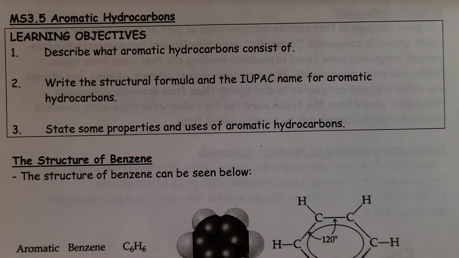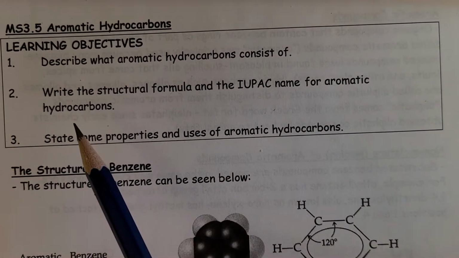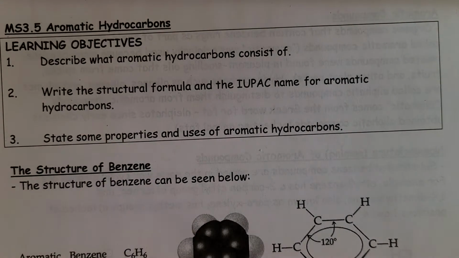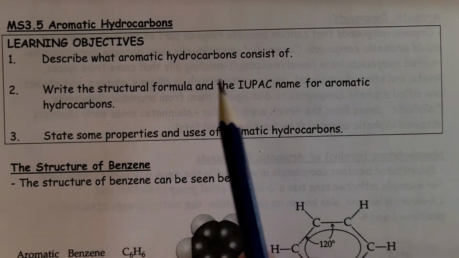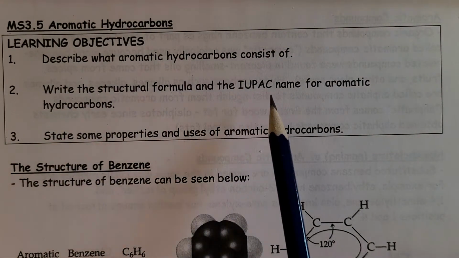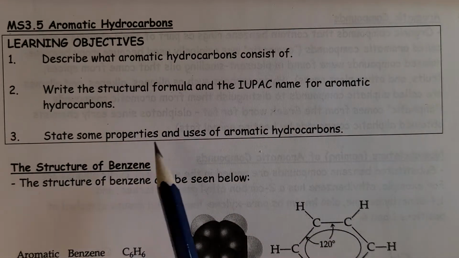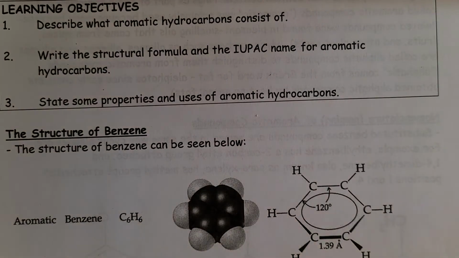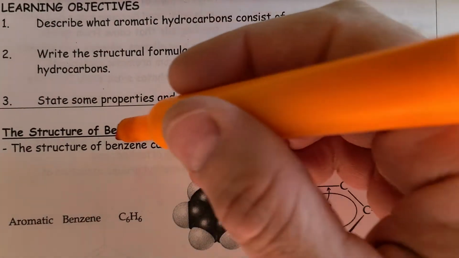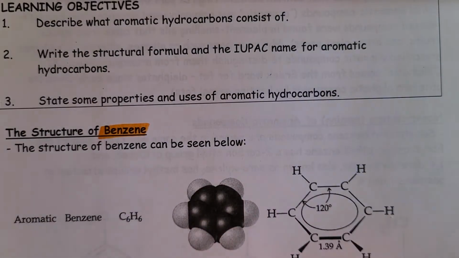Welcome back, Chemistry Theory. This is MS3.5, Aromatic Hydrocarbons. So we looked at the alkanes, alkenes, alkynes. We'll look at another group here that involves an interesting way of applying double bonds, as we'll see. Describe what aromatic hydrocarbons consist of, write the structural formula and the IUPAC name for them, and state some properties and uses. Aromatic hydrocarbons use the structure of benzene, which can be seen below.